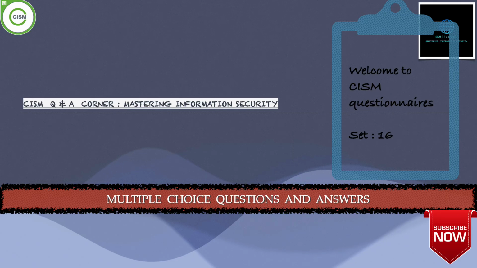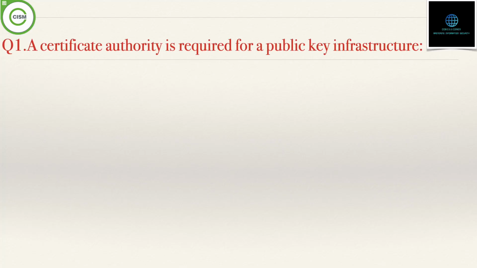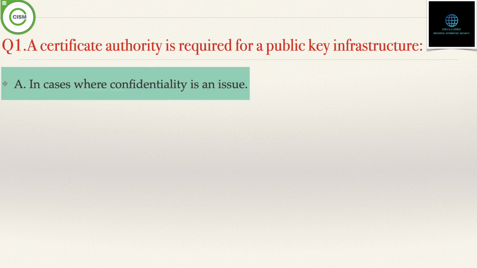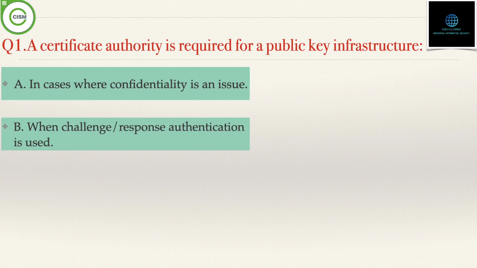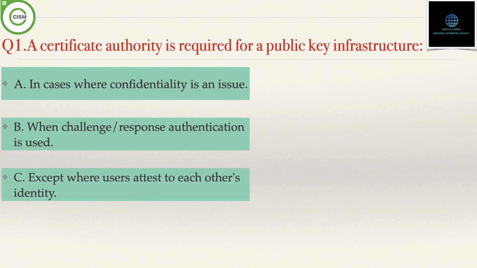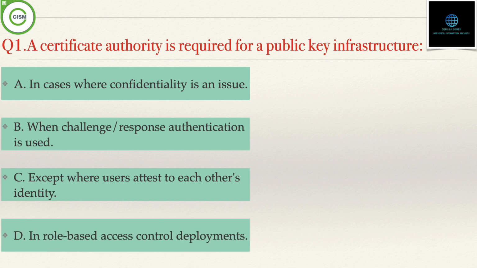Let's start with today's first question. The first question states, a certificate authority is required for a public key infrastructure. The options are, A, in case where confidentiality is an issue. Option B, when challenge/response authentication is used. Option C, except where users attest to each other's identity. And option D, in role-based access control deployment.